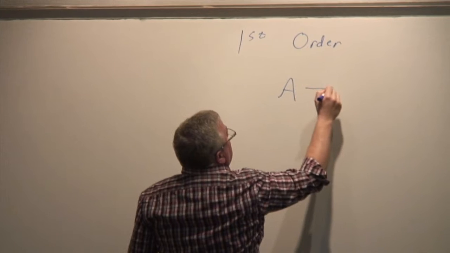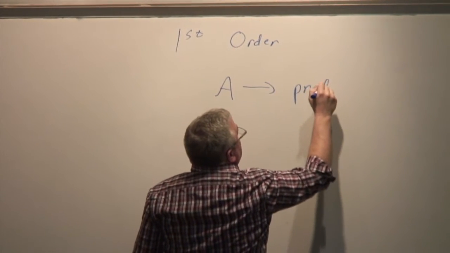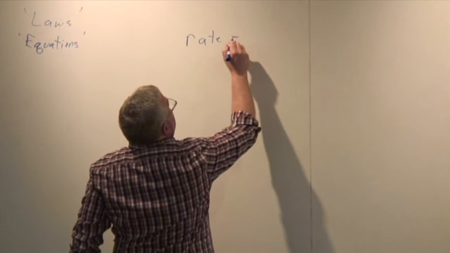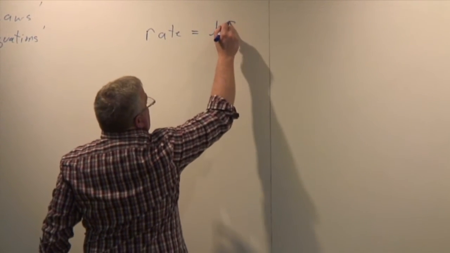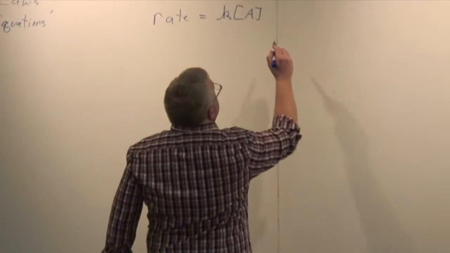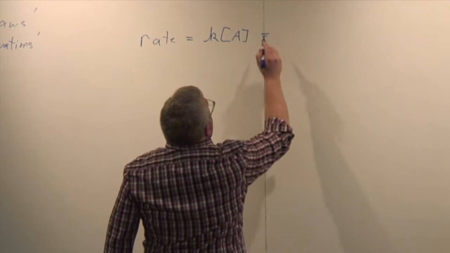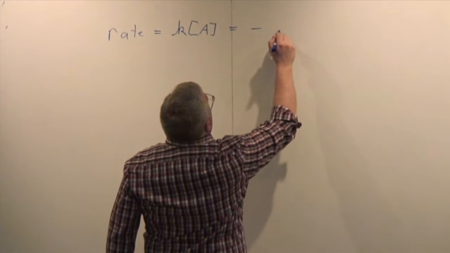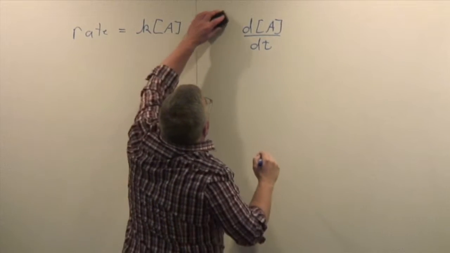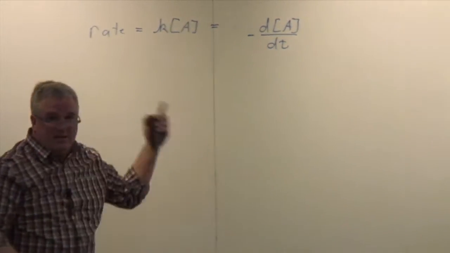recall that A decomposes into products. And we're talking about an elementary reaction here because we're talking about a reaction we know follows first order kinetics. And our rate expression is equal to some rate constant K times the concentration of A. We could also put this in terms of the differential rate law, and that is equal to minus d[A]/dt. Okay, that's the differential rate.